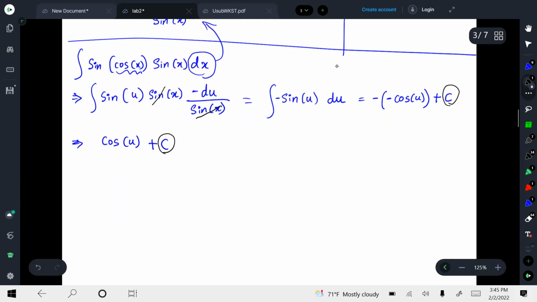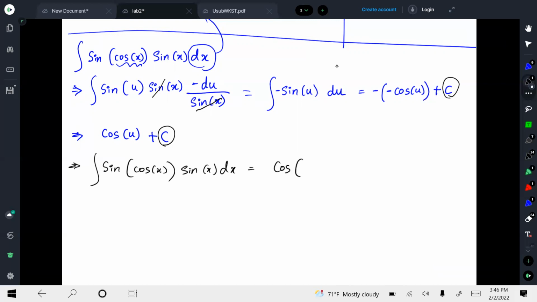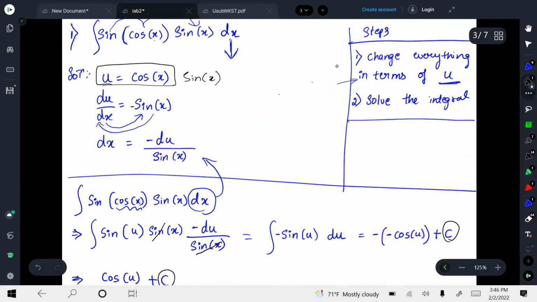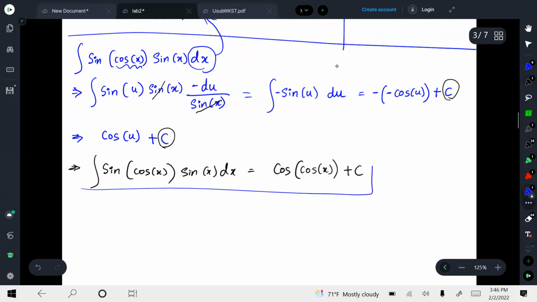So remember to write the integral constant once you remove the integral sign. Now, what is the final answer? I will write the question again. Sine of cos of x into sine of x dx equals cos of, now you are going to substitute u back as cos of x in the final answer, cos of x plus c. So that's your answer.